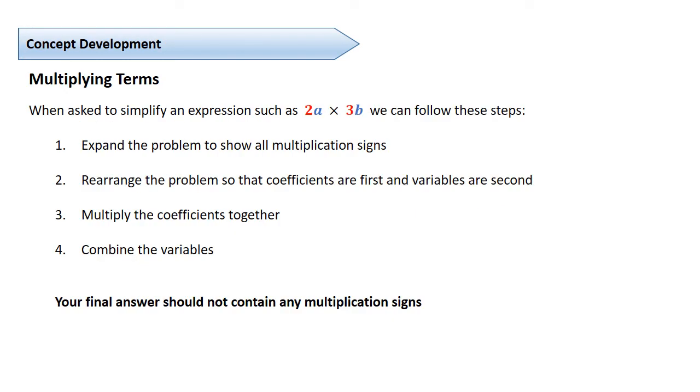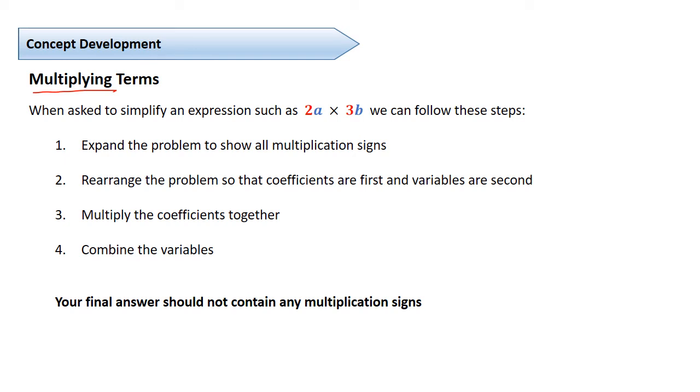This is where we get a little bit different, okay? So we're now no longer adding or subtracting terms. We do also need to consider what happens when we multiply our terms. So when asked to simplify an expression such as 2a times 3b, we need to follow these steps. Step 1, we expand the problem and show all multiplication signs. We then rearrange the problem so that coefficients are first and variables are second. Multiply the coefficients together and then combine the variables. Your final answer should not contain any multiplication signs.